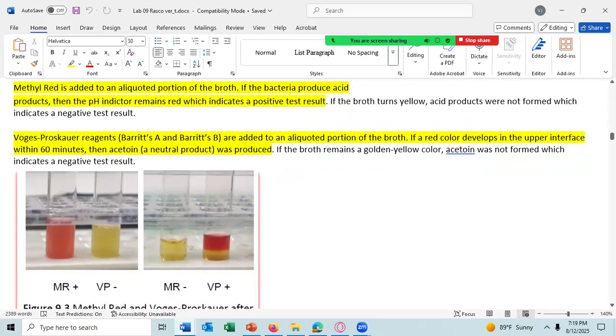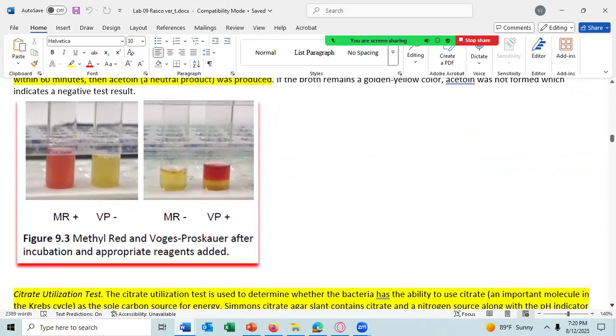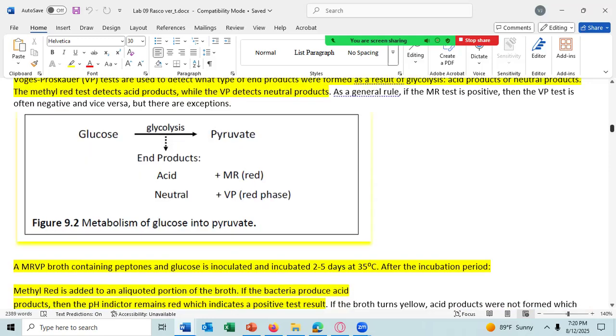Any question about any of that? So an easy way to remember these three tests, the indole test, the MR test, and the VP test: if ever the test is positive, it will be red or reddish in color. If ever it's negative, it'll be yellowish in color. Any question about any of that?